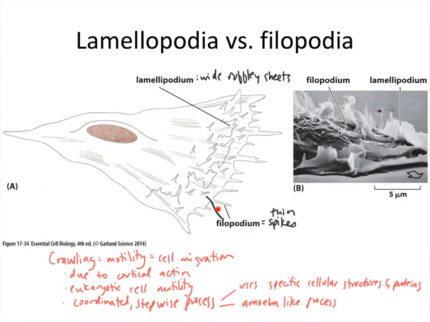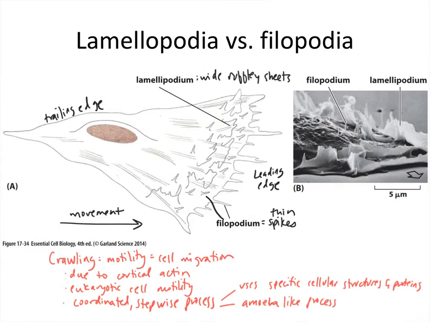On the other hand, a filopodium is this little tiny spike, and they're very thin, and so you can see an example of one of those right here. It looks like, from their drawing and labeling, it's more about where they are within the edge of the cell, but that's not true. It's actually about the thinness or the width of the extension of the cell membrane.